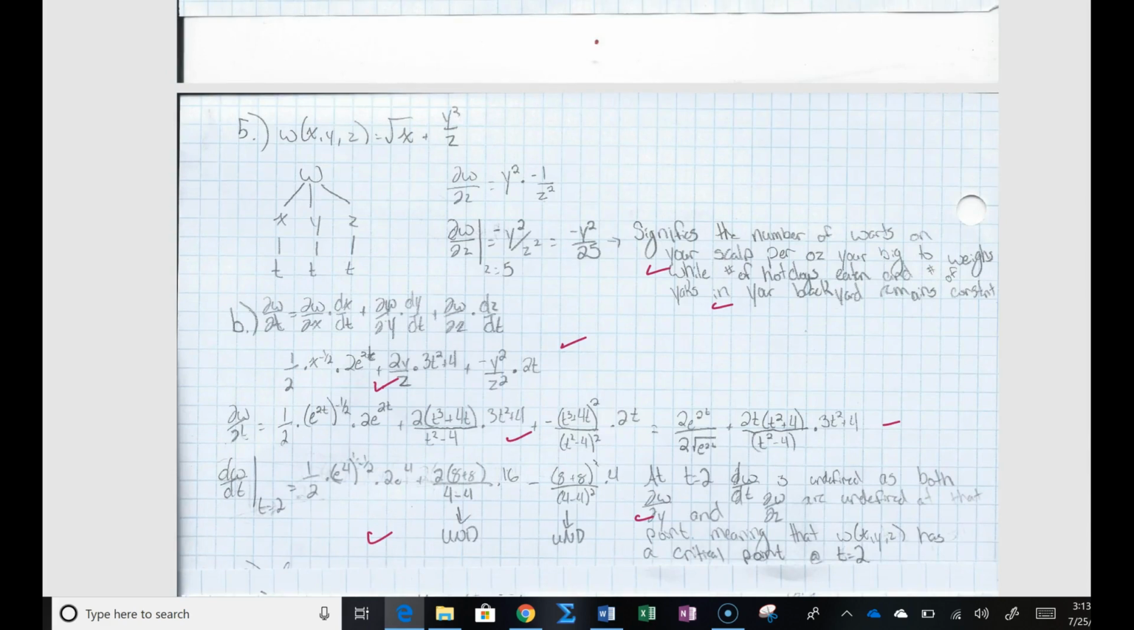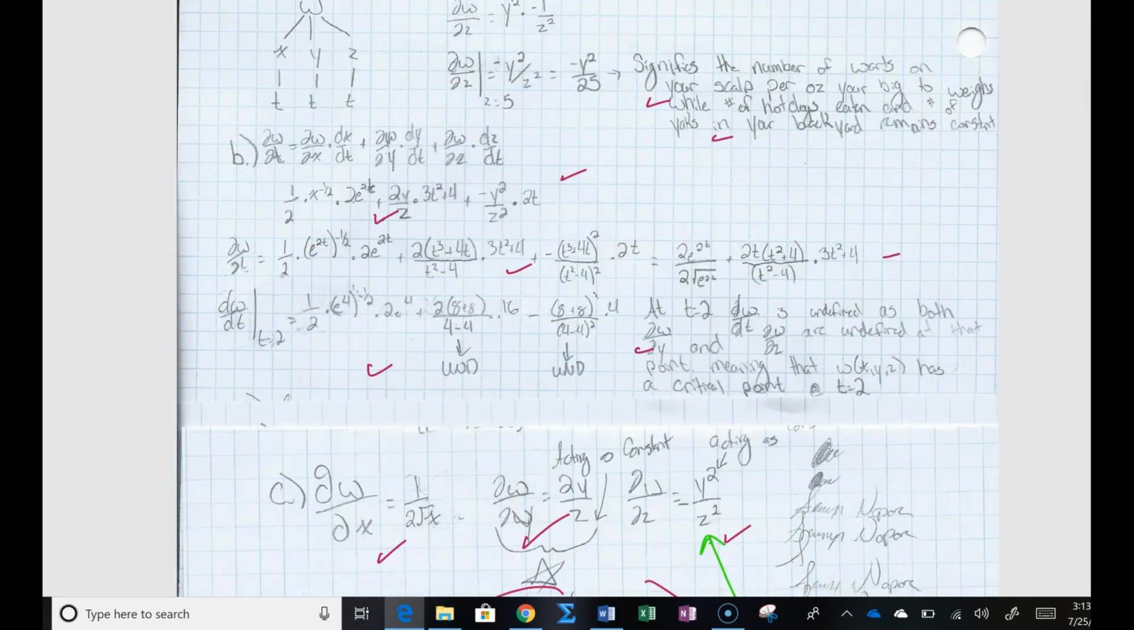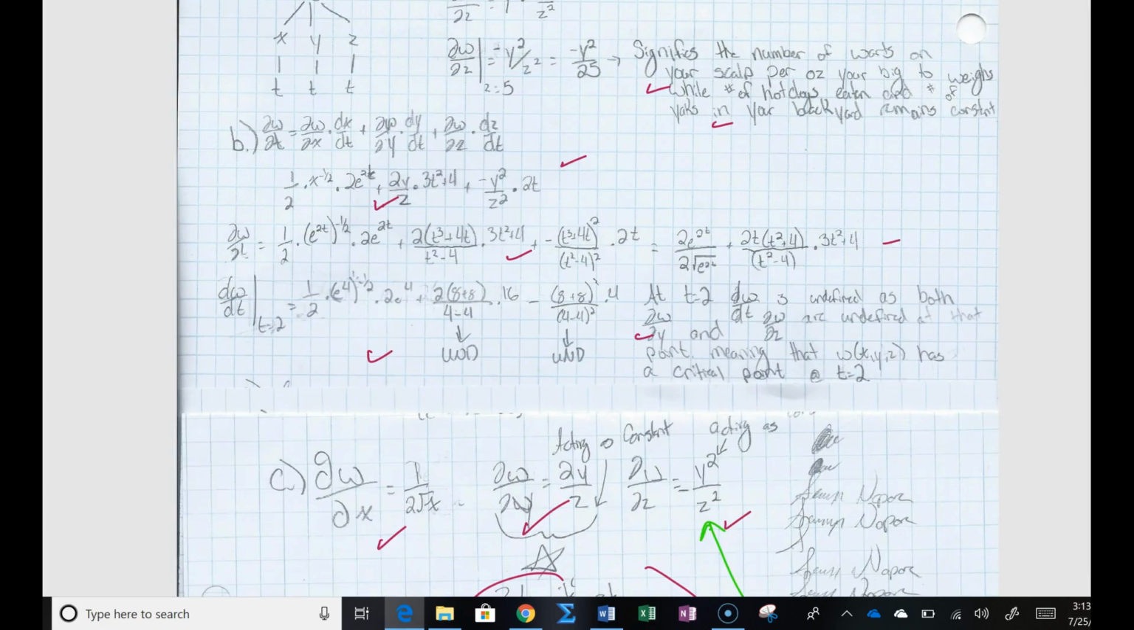Okay, number 5, let's see, the wart problem. Oh yes, this was kind of a fan favorite. Parts A and B were great. A asked you to find dW by dZ. You did that correctly, and the significance was correct. dW by dt, correct use of the chain rule here. I know this got a little messy, but you hung in there and did it well, and you got your way to the end. Very good. Yes, odd situation. You have a situation where dW by dt is undefined and your interpretation was correct.